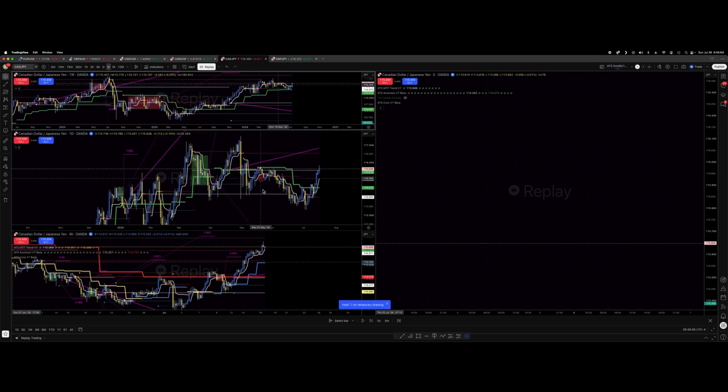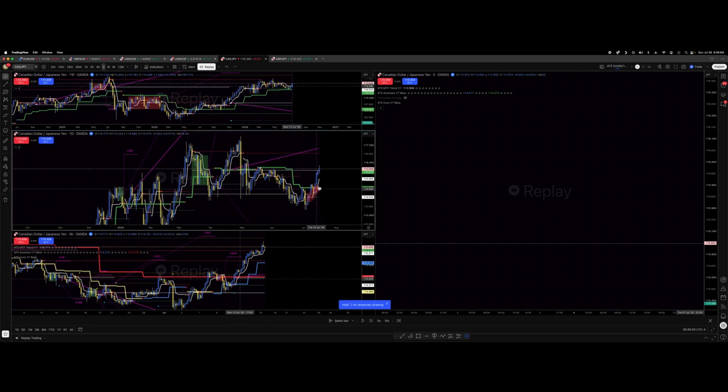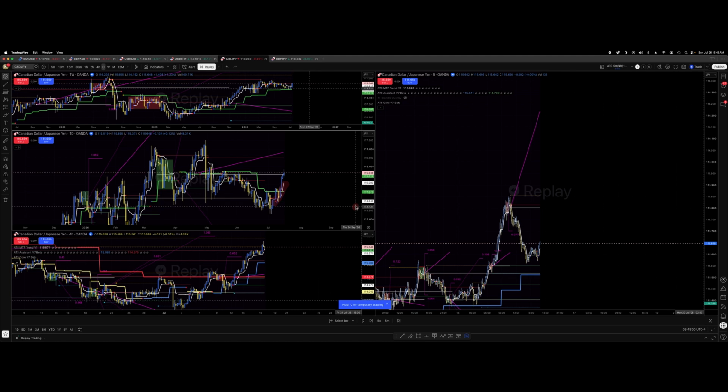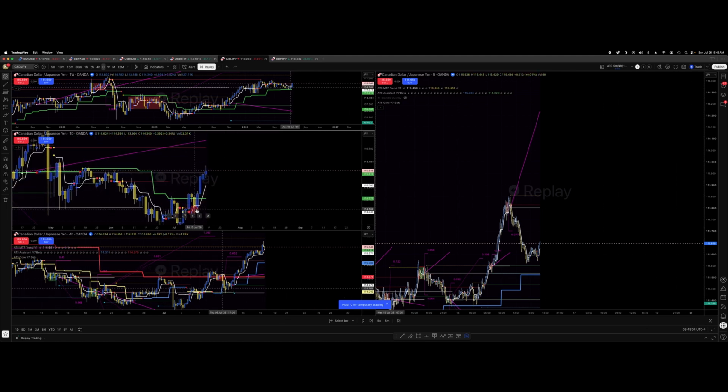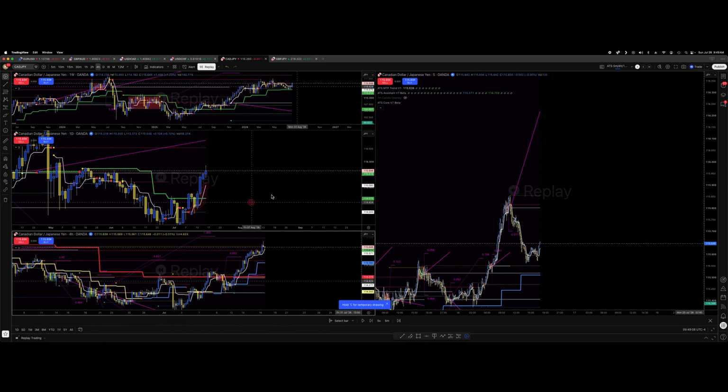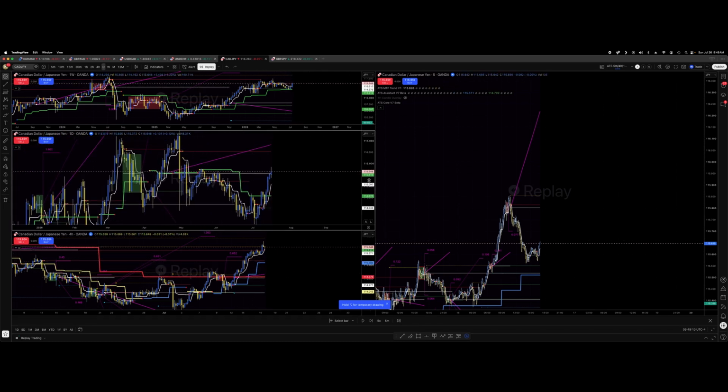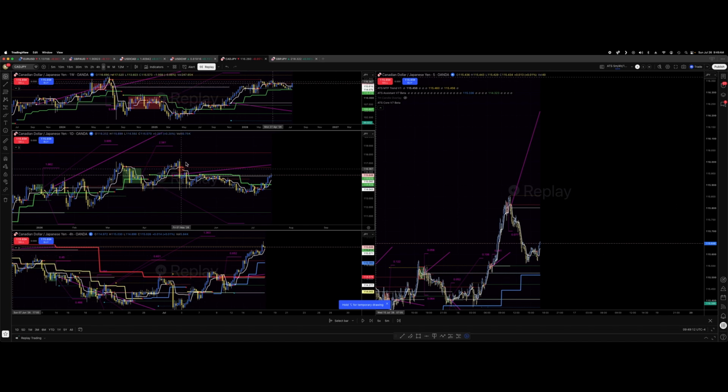So here we have the daily. You can see we are trending up. We are above the trend line right there, and we take a look at our wave pattern. We're down, up, down. Perhaps we are still on the way up.